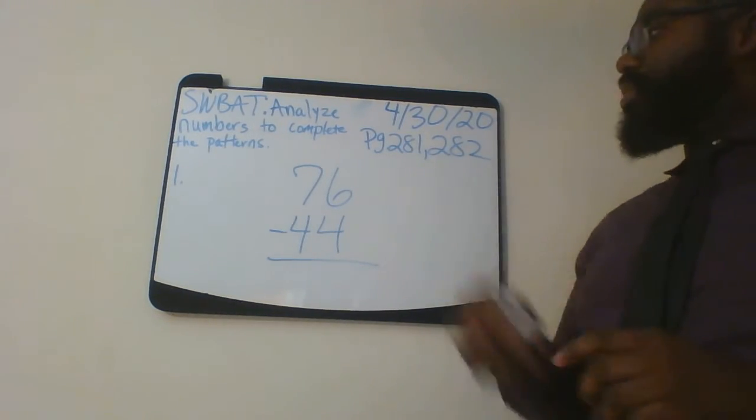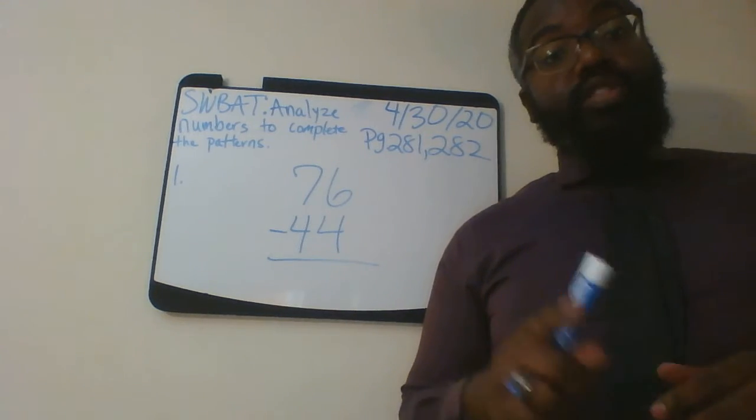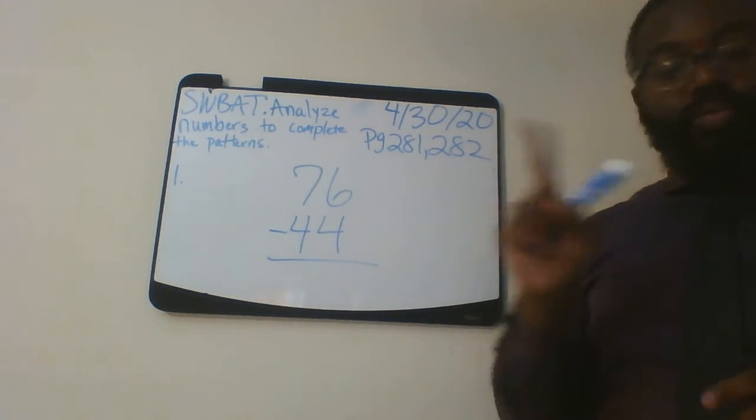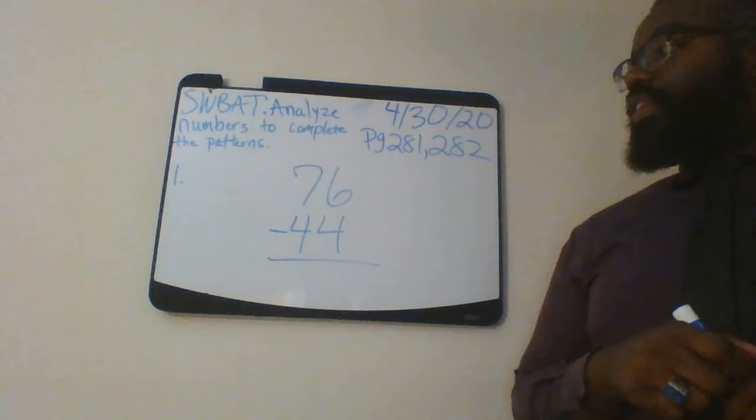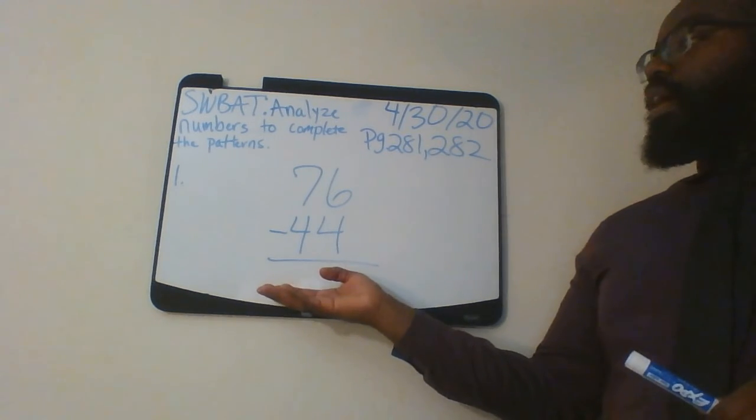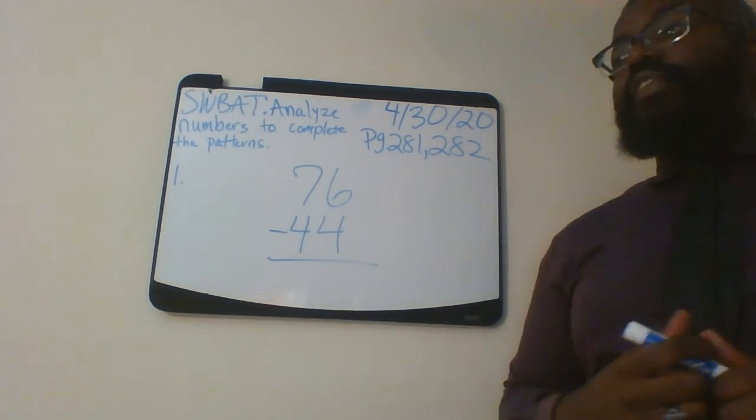Team, keep turning your books to page 281. Once you turn to 281, look at number 1. Number 1 simply asks you to write the differences. The first problem we have is 76 minus 44.